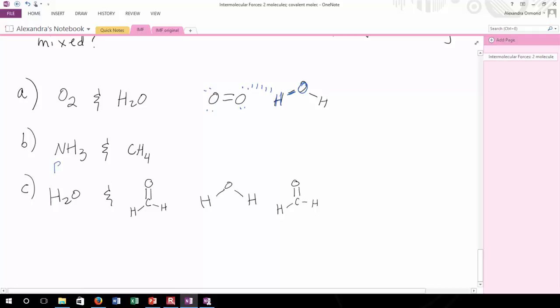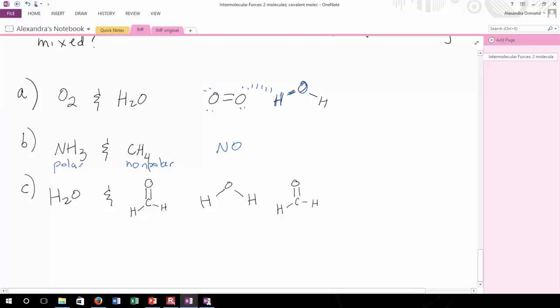We know ammonia is polar. CH4 is nonpolar. Now, CH4 does not have hydrogens coming off oxygen, nitrogen, or fluorine. So no, the two cannot hydrogen bond.